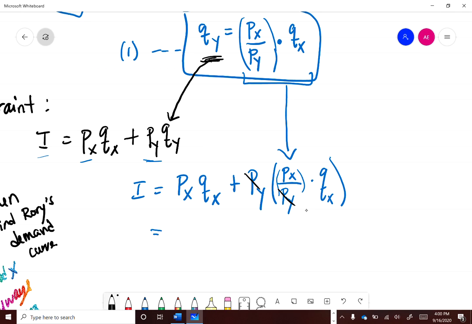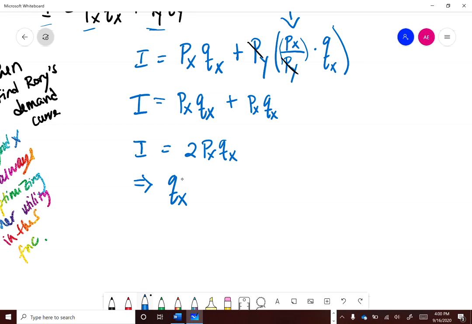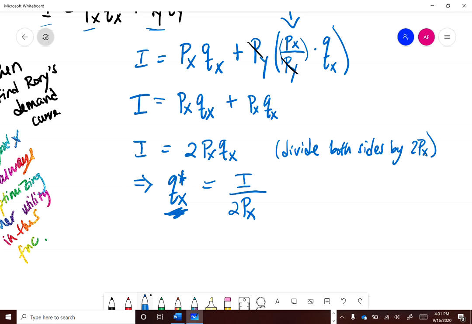Okay, so with that we can carry on solving. These will cross out, so we're left with P of X times Q of X, so I is equal to, we're not dropping that, plus P of X times Q of X. So we have that I is equal to 2 P of X, Q of X. Therefore, Q of X star, which is what we want, this is the goal, her optimal demand function, is equal to, just divide both sides by 2 P of X. I'm going to skip writing that down, but hopefully it's clear.